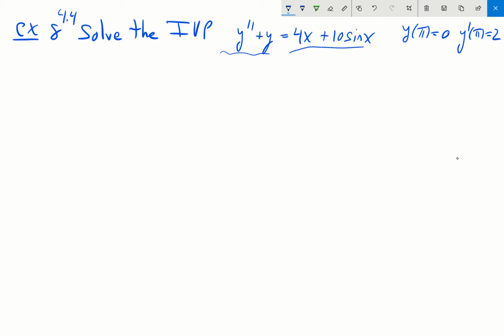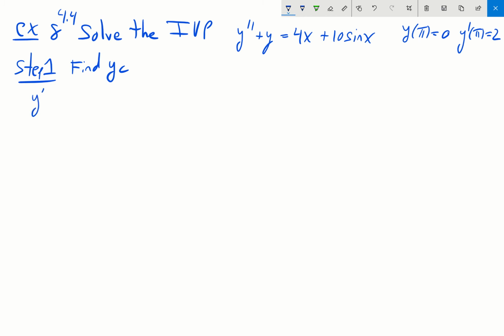And the right-hand side, that g of x, is linear combinations and products of polynomials, sines and cosines, and also exponentials. So we can solve it with the method we saw in the section. Before we worry about the initial values, we want to find the general solution first. So we're going to begin with step 1. We want to find the complementary solution first. So let's find y sub c.